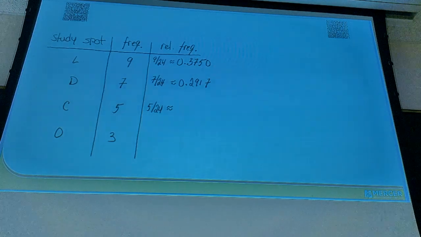And then 2083 repeating, so just 2083. And then finally, we're outside 3 out of 24. .125.